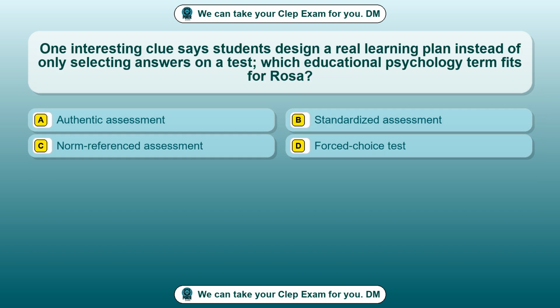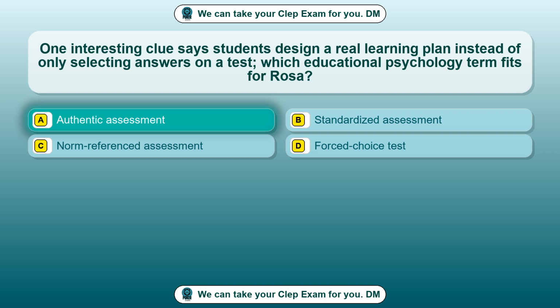Question 59. One interesting clue says students design a real learning plan instead of only selecting answers on a test. Which educational psychology term fits for Rosa? Option A, authentic assessment. Option B, standardized assessment. Option C, norm-referenced assessment. Option D, forced choice test. The correct answer is option A.